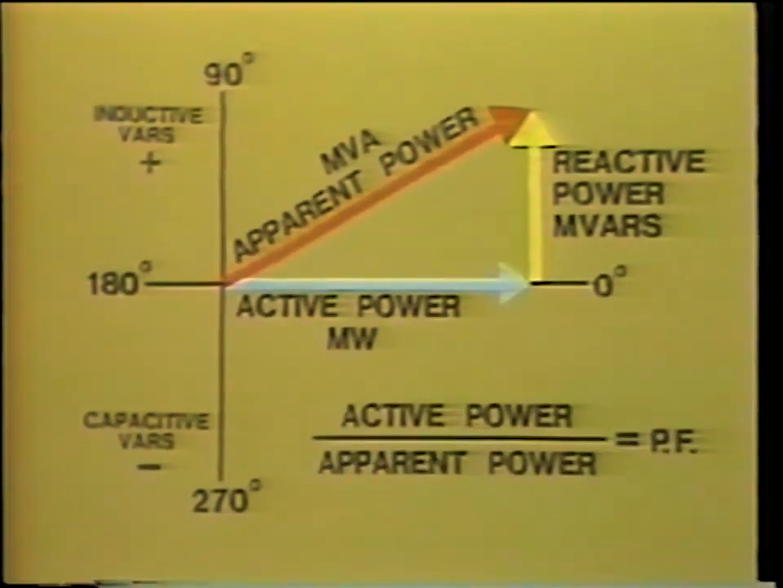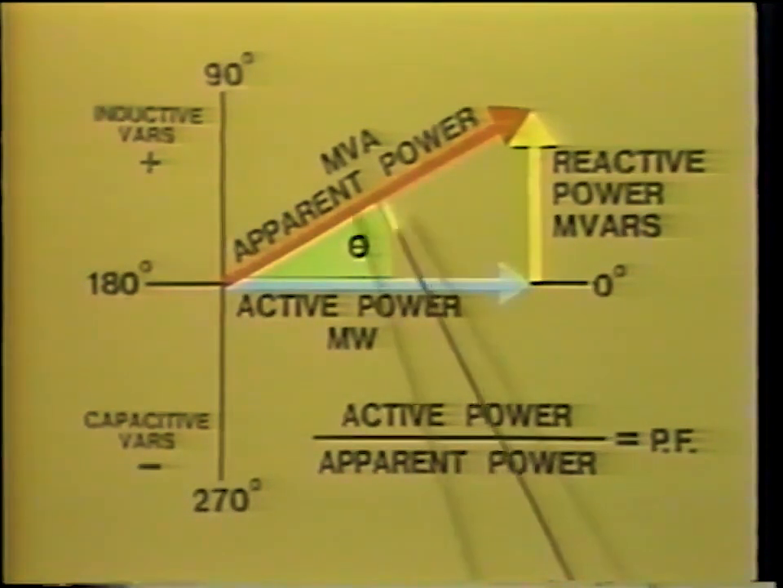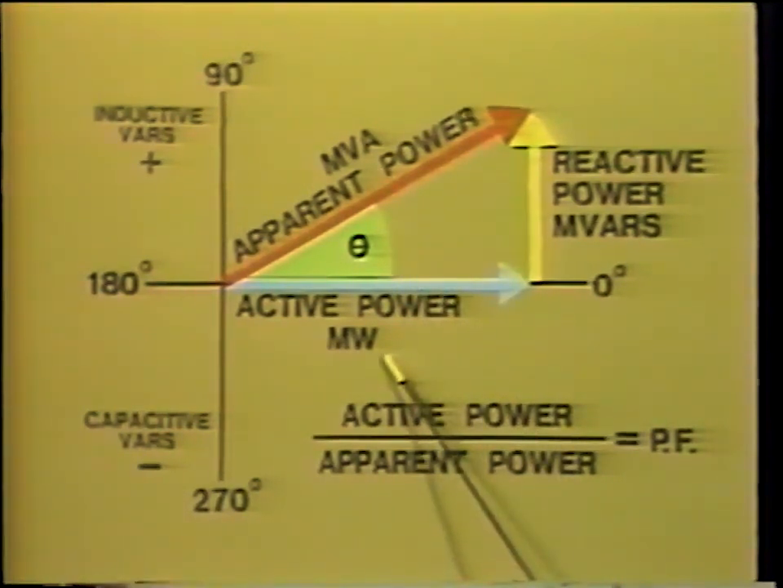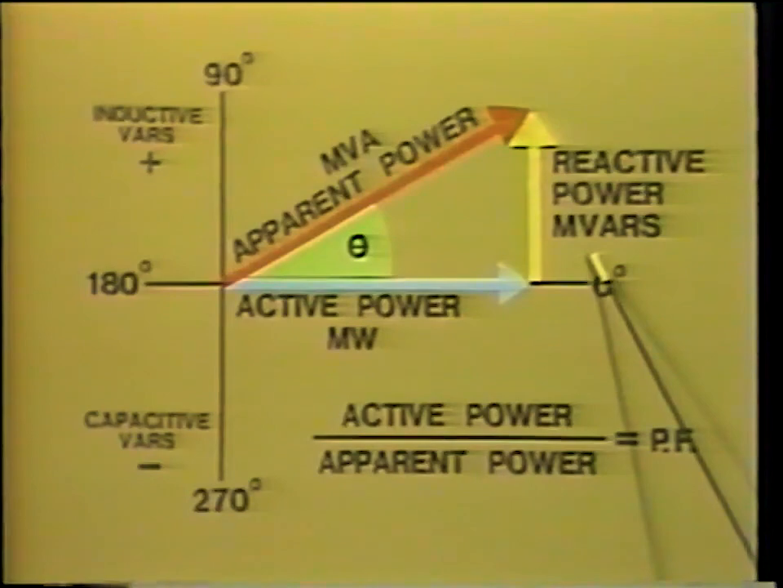The ratio of active power divided by apparent power is called the power factor. That value, power factor, is trigonometrically speaking the cosine of this angle, theta. The value of any one of the sides of the triangle can be calculated from the equation volt-ampere squared equals watts squared plus vars squared.